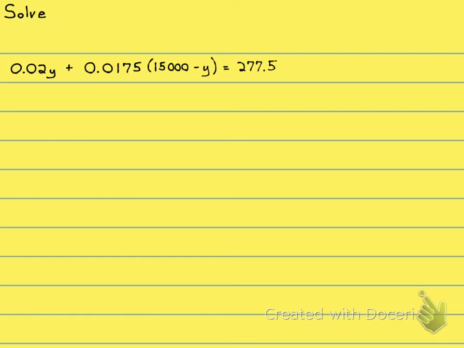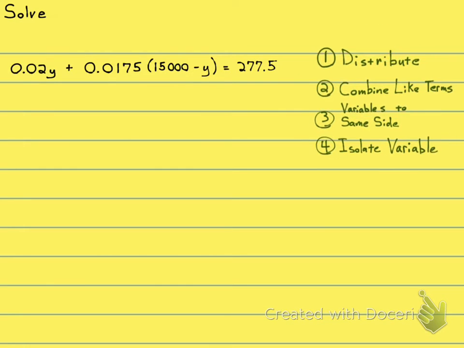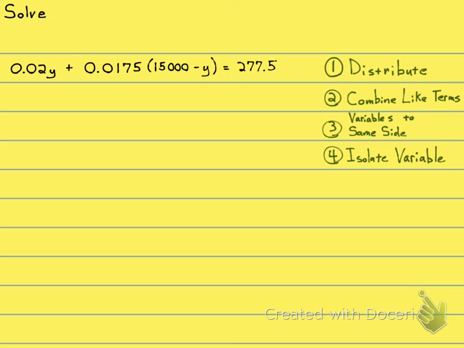We're just going to go ahead and deal with the decimals because I have a calculator. So let's pull up our 4 steps for solving a linear equation, and here they are. Step 1 is to distribute, and I do have distribution. It's going to be 0.0175 times 15,000, and then I'm going to distribute and multiply by the minus y.